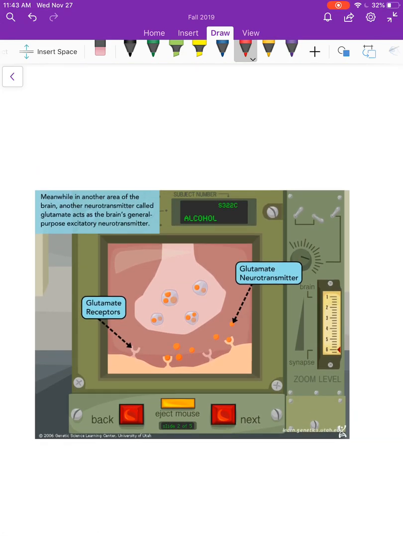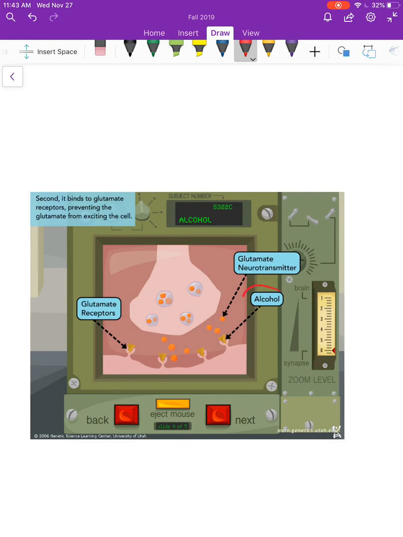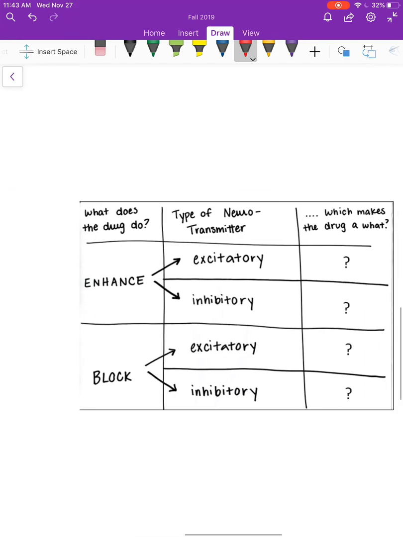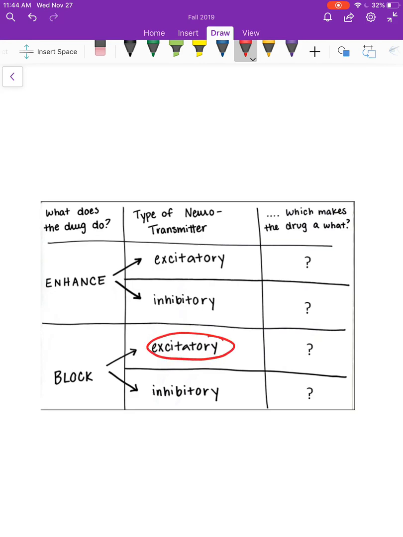So you have these glutamate neurotransmitters as well, and these glutamate neurotransmitters are excitatory, okay? When alcohol comes in, it binds to where glutamate would normally bind, so it's preventing it, or it's blocking your excitatory neuron, okay? So if we have an excitatory neurotransmitter and alcohol blocks it, then we have a depressant.